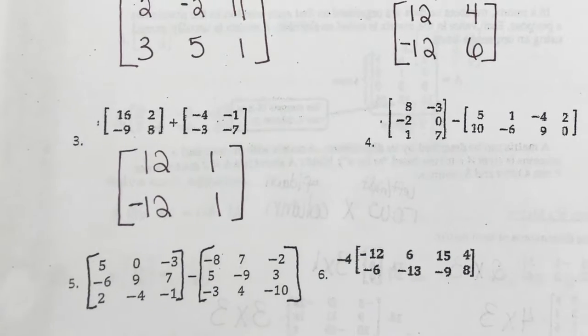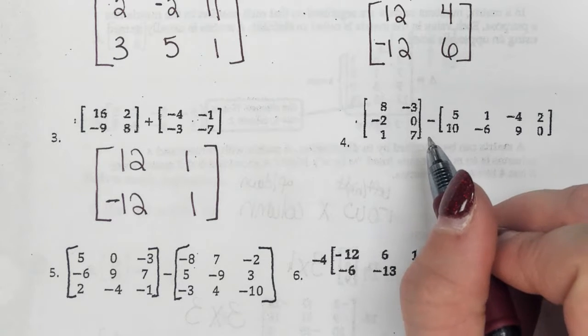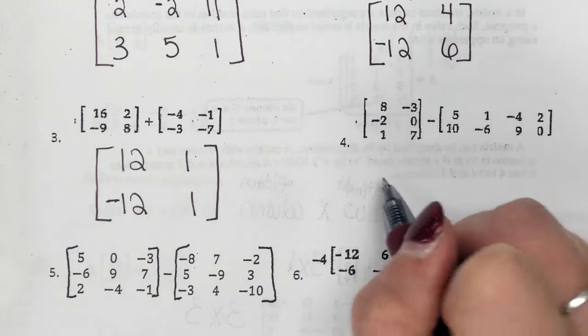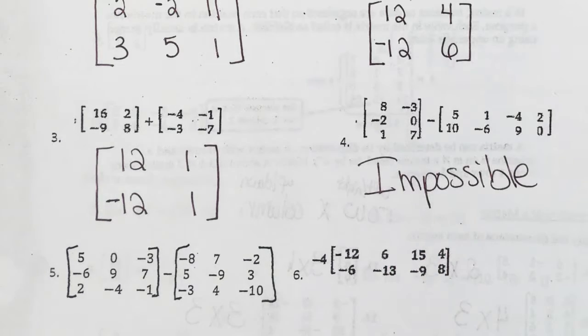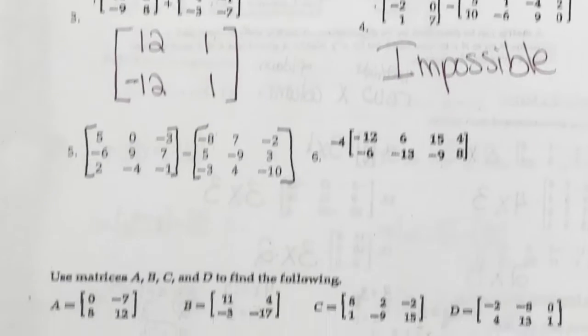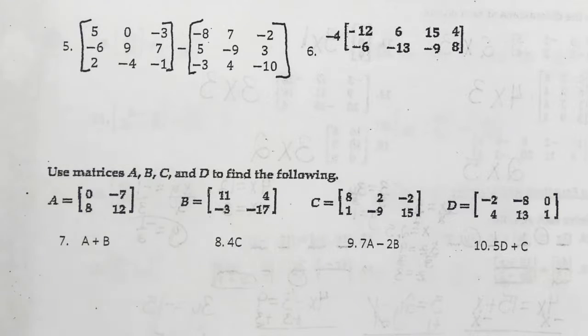All right, what about number 4? Why is that impossible? Because when you add and subtract, they got to be exactly the same, right? So you just write impossible. Notice that we don't write no solution, because no solution has a different meaning that we're going to talk about in chapter 4, okay? So make sure you write the word impossible. Y'all okay with that? All right, y'all try number 5. Can you subtract those? Why? Because they're the same. There you go. Gotta be the exact same in order to subtract.